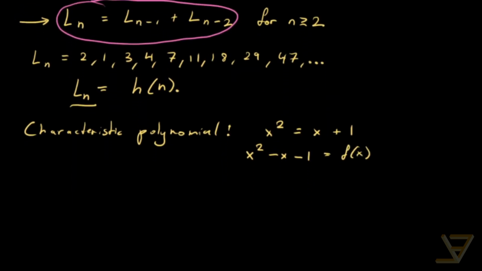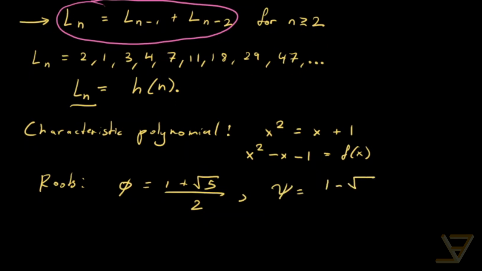Next, what we have to do is find the roots of the characteristic polynomial. So the roots by the quadratic formula are phi, which is equal to 1 plus square root of 5 over 2. That's the golden ratio. And c, which is equal to 1 minus square root of 5 over 2. That's the radical conjugate of the golden ratio. Notice that these are not equal to each other, so they're distinct.